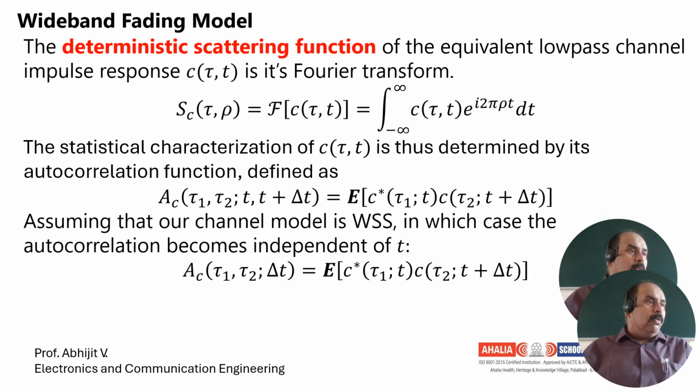So coming to the mathematical modeling of wideband fading channels, the deterministic scattering function of the equivalent low pass impulse response C of tau, t is its Fourier transform. It is denoted by S_E of t, rho, which is equal to the Fourier transform of C of tau, t, which is the integral from minus infinity to infinity of C of tau, t e raised to j 2 pi rho t dt. We are taking the Fourier transform of the impulse response, and this function is known as the deterministic scattering function.